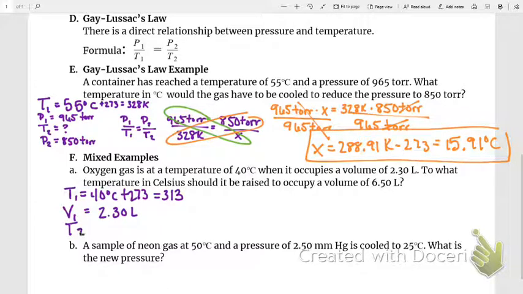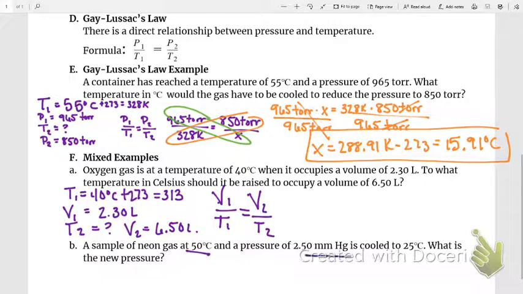My T2 says to what temperature in Celsius, so that's what I'm solving for. And my V2 then, my new volume, is 6.50 liters. So that means I'm using the V1 over T1 equals V2 over T2 equation. And then for our second equation, if you look through, and I'm going to scroll down here in a moment, we have temperature and pressure. So this equation is going to be the P1 over T1 equals P2 over T2. Again, your units and how the problem is worded will help decide that.